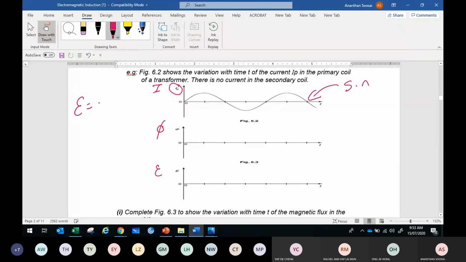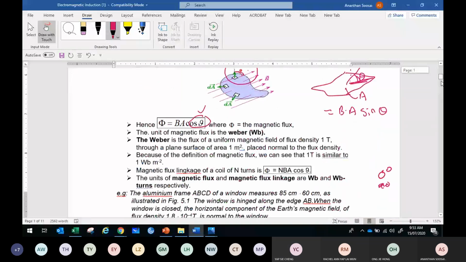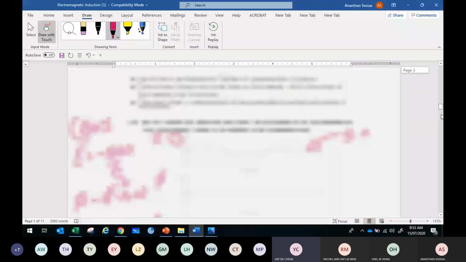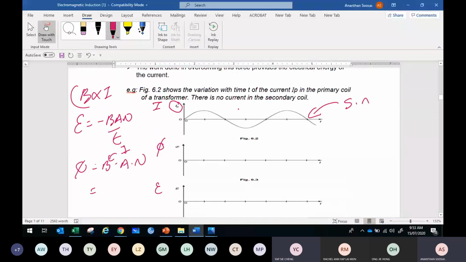So EMF is negative BAN over T. Flux is B dot A dot N. Inside B we have I. B is proportional to I. Okay, so anyone, what's the flux graph going to be? Same as I. So it's going to be a sine graph too.